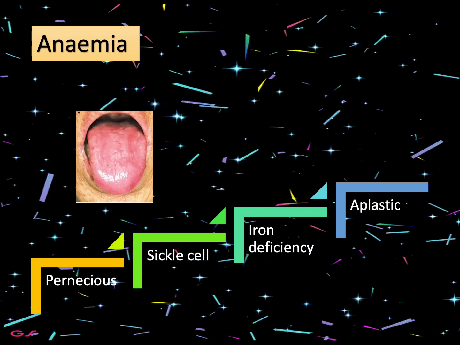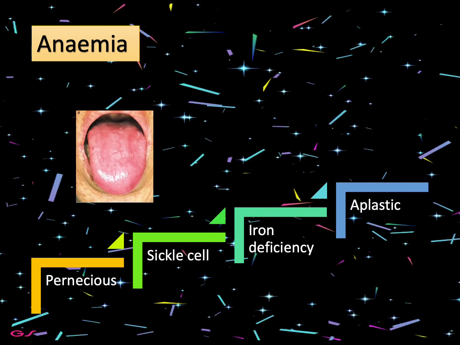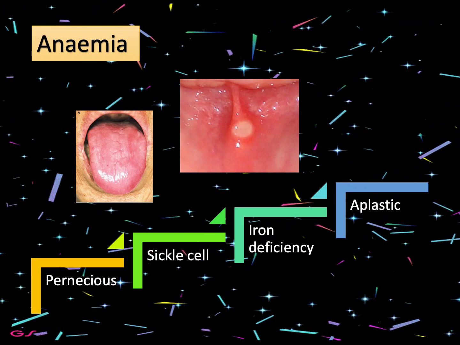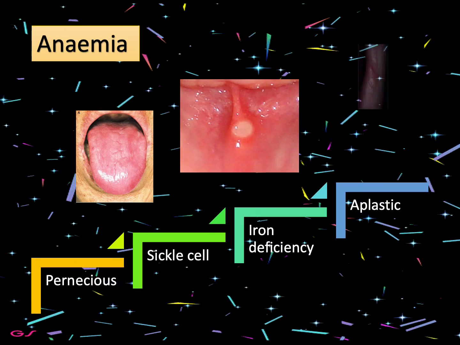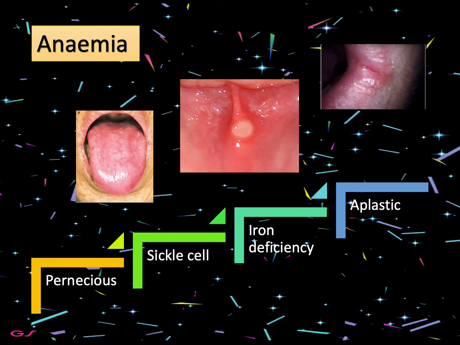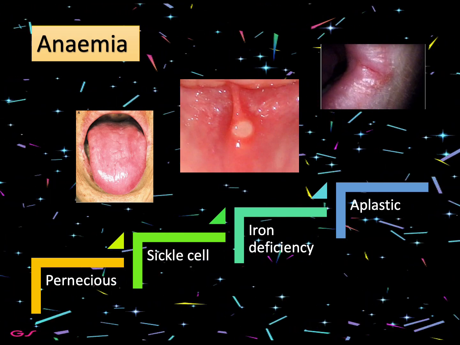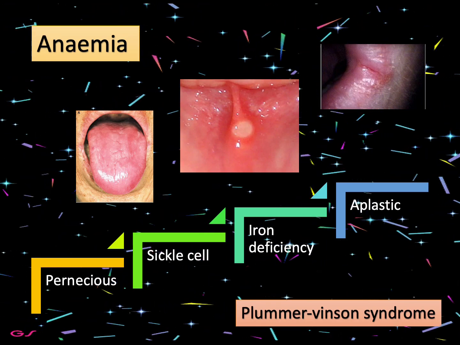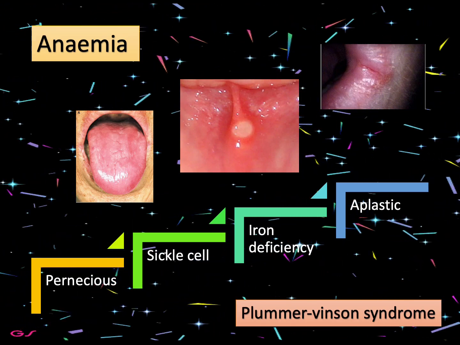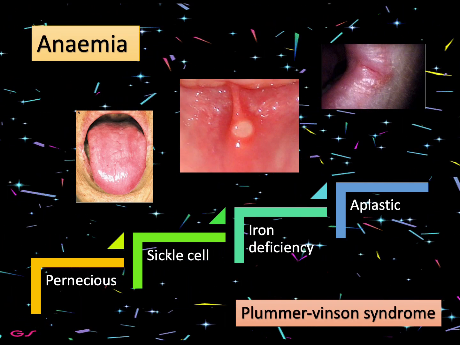The oral signs may include changes in the tongue to red, smooth, shiny layers, ulcerations in the oral mucosa, and changes in alveolar bone. Plummer-Vinson syndrome occurs due to iron deficiency anemia. It is characterized by glossitis and ulceration of the oral mucosa.